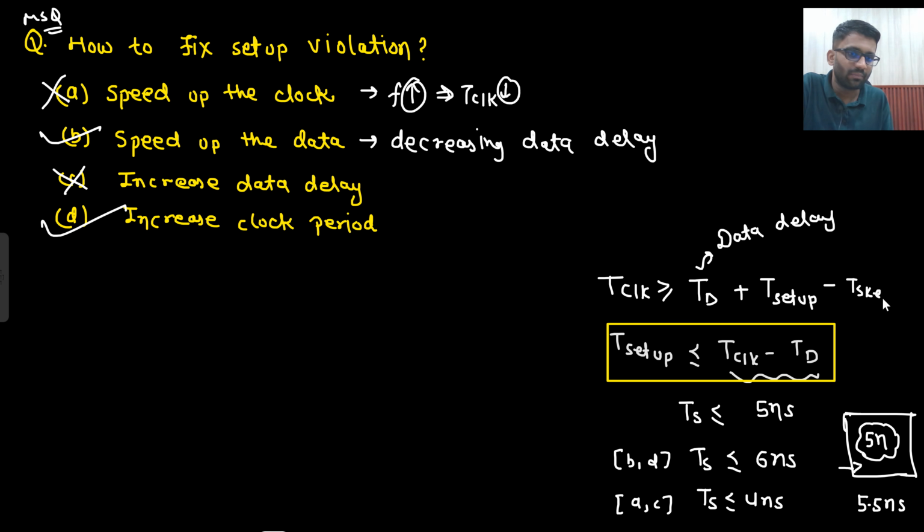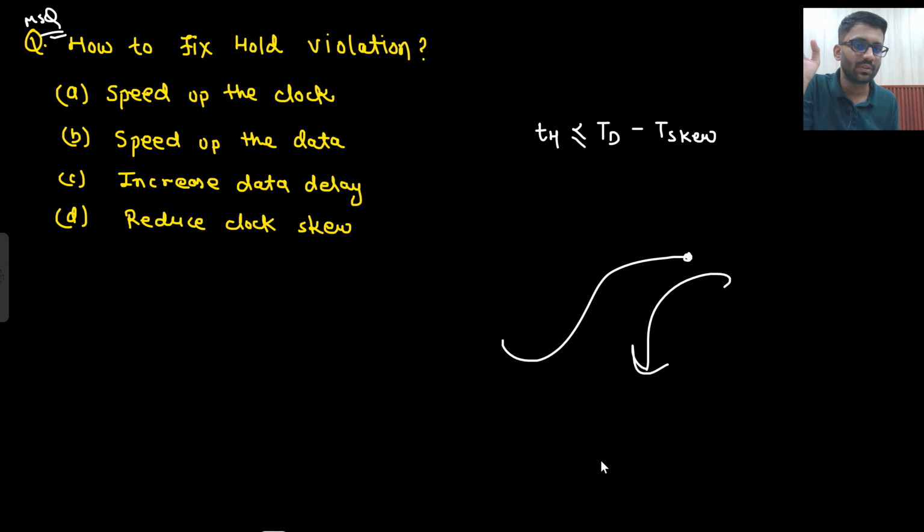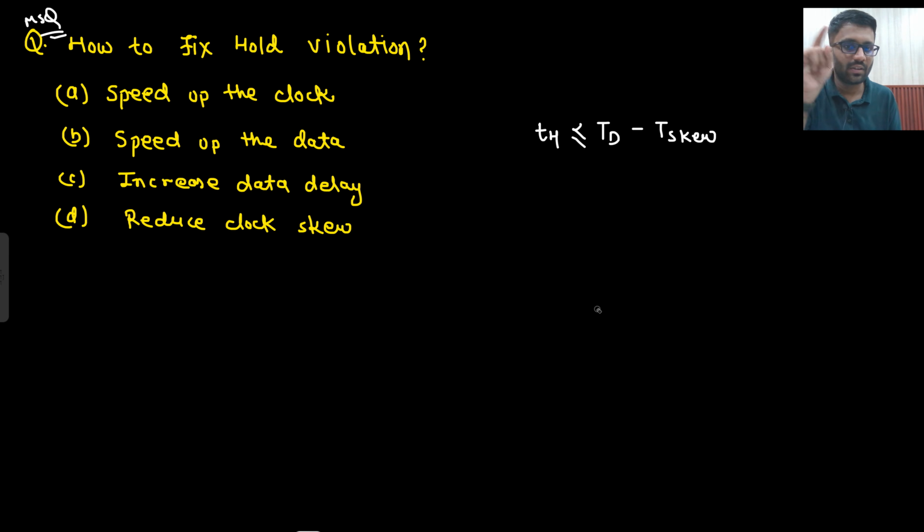Minus T skew, but no option was framed in terms of skew, so I just ignored it. Okay, there also I could have done the same thing, minus T skew I would have introduced and picked it here. In case of T hold, what will happen? First you will see the data delay, and then no use of setup time, just decrease the skew. So T hold doesn't even depend on clock, so this option is already gone.